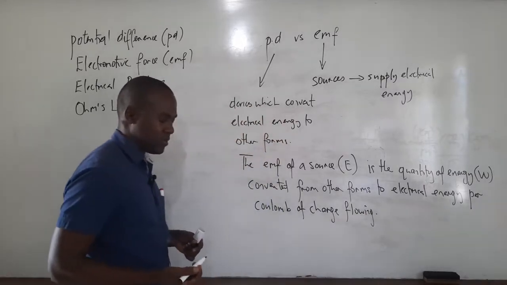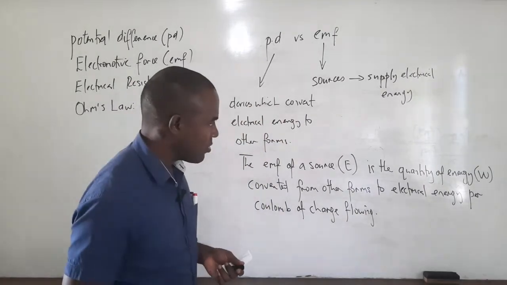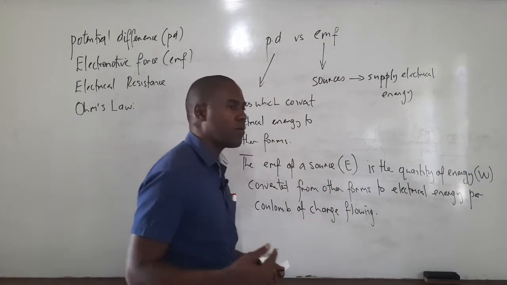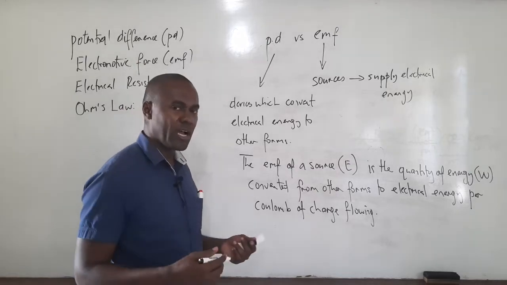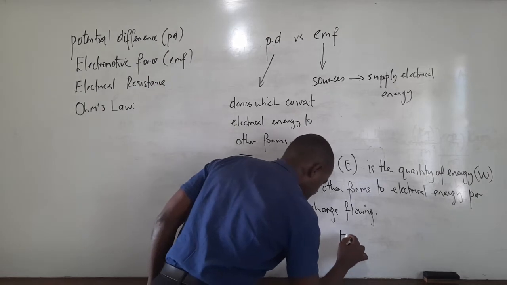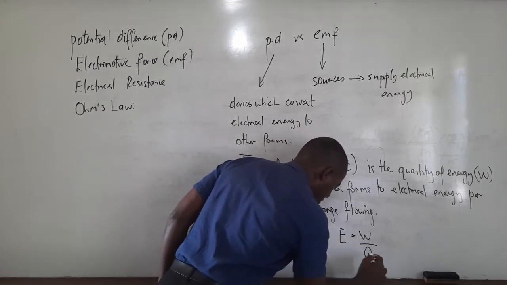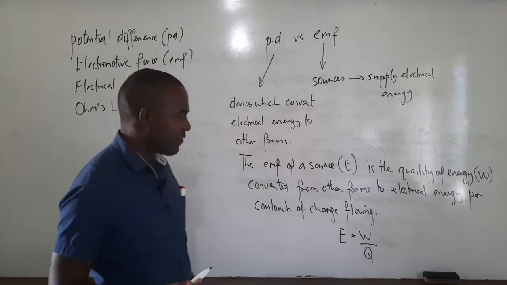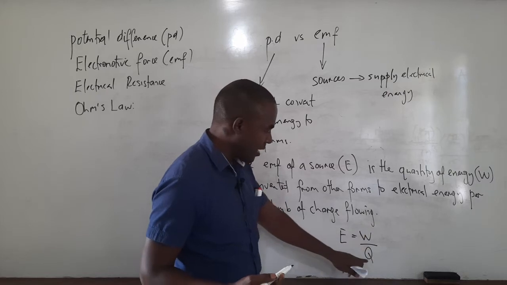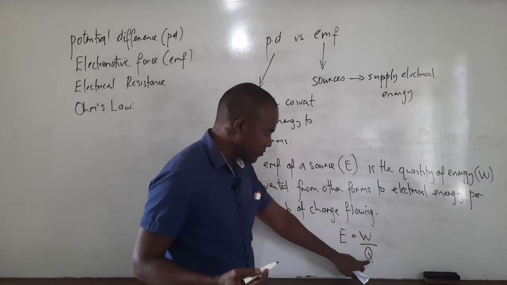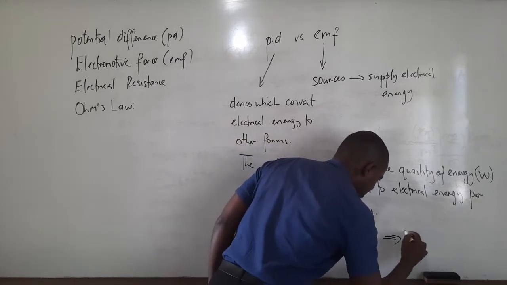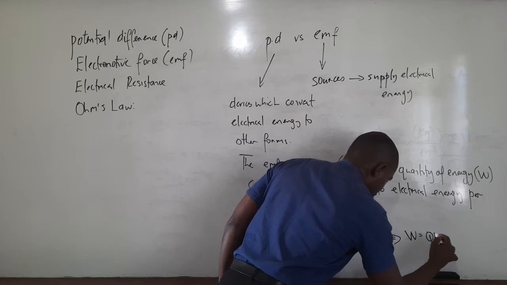So what exactly does this mean? If we have some source which is basically converting W energy from other forms to electrical, when a quantity of charge Q flows, the EMF of that source is given by E equals W over Q. So this equation gives us the EMF in terms of the energy converted from other forms to electrical energy when a quantity of charge Q flows. And from this equation, we can make W the subject for the energy, and so we get W is equal to QE.